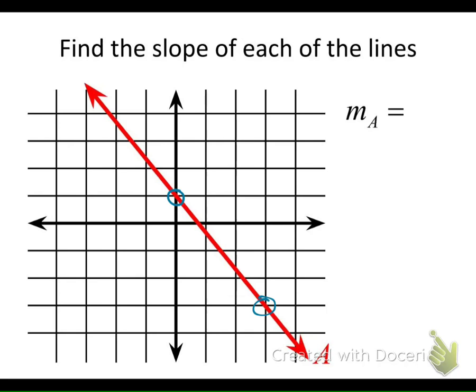So how many do I go down, Alex? If I'm starting here, 4, good. And then how many over? 3. So my slope is -4/3. We can know that it's a negative slope because when we did the rise, we went down. Also, if you look at the red line from left to right, it's going down, right? So it's automatically a negative slope.